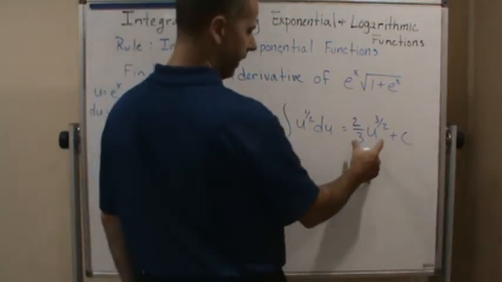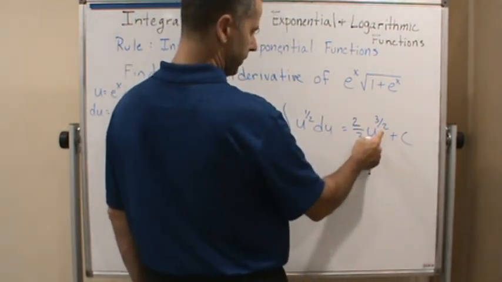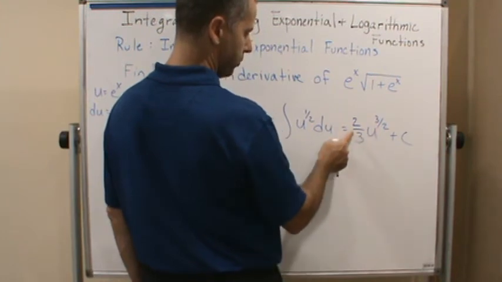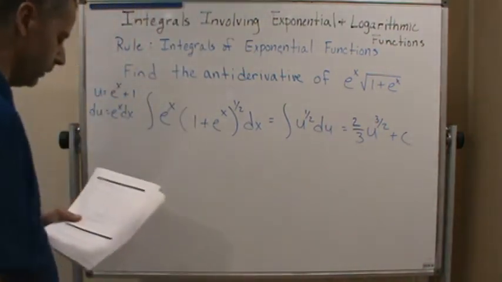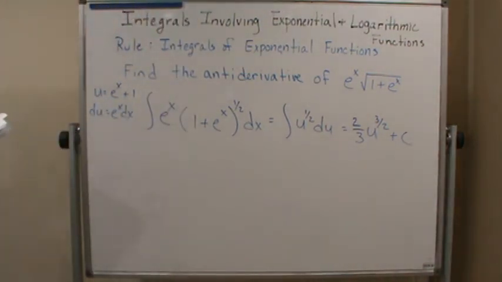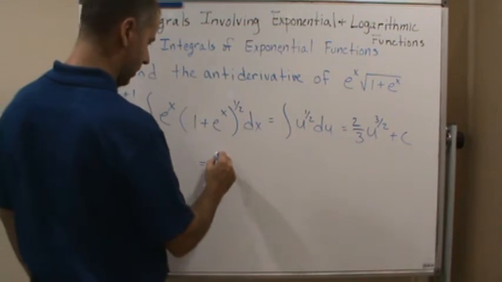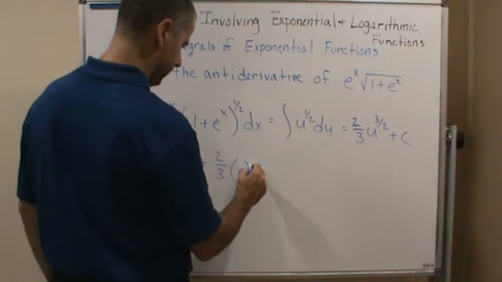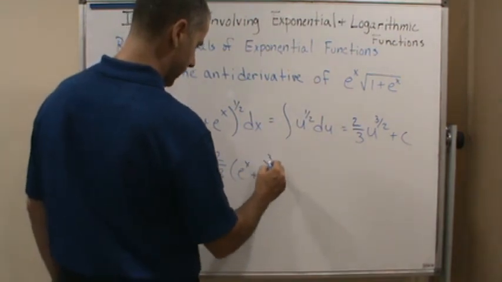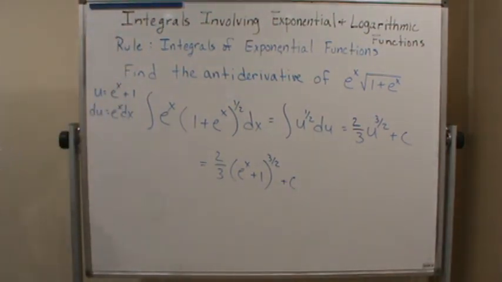So remember, you increase the power by 1, so it becomes 3/2, and then divide by the new power, or in other words, multiply by the reciprocal of the fraction. So I just multiplied by 2/3. Now, we're not done. We have to put it back in terms of x. So our final answer becomes 2/3 times e to the x plus 1, to the 3/2 power, plus c. And that is our answer.